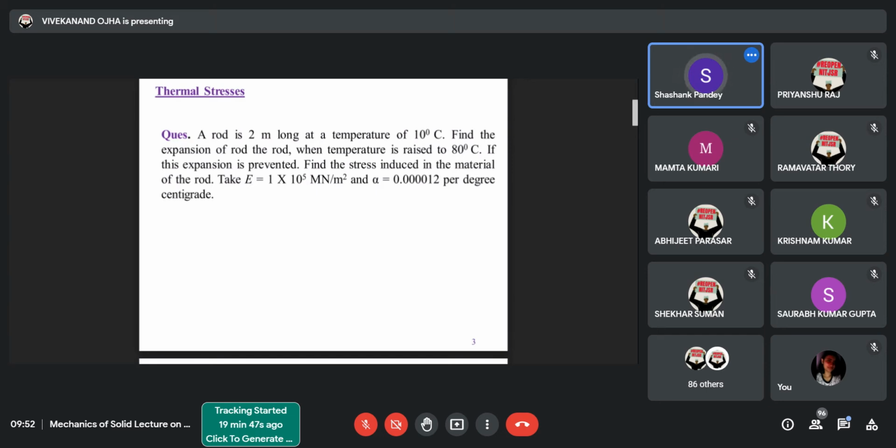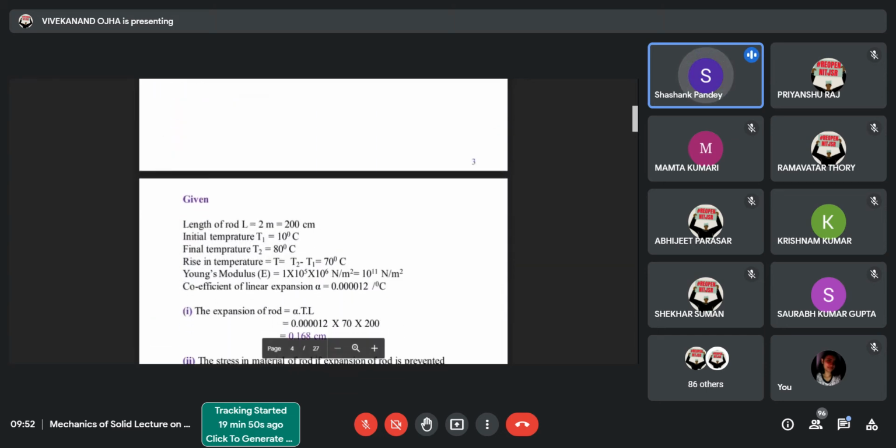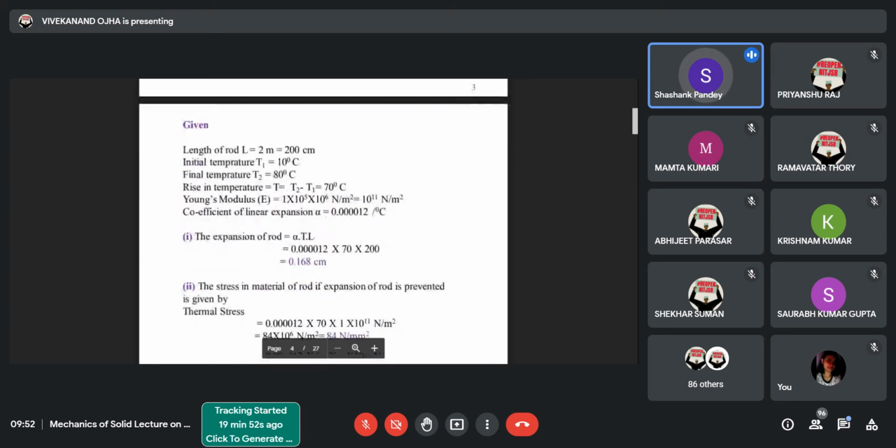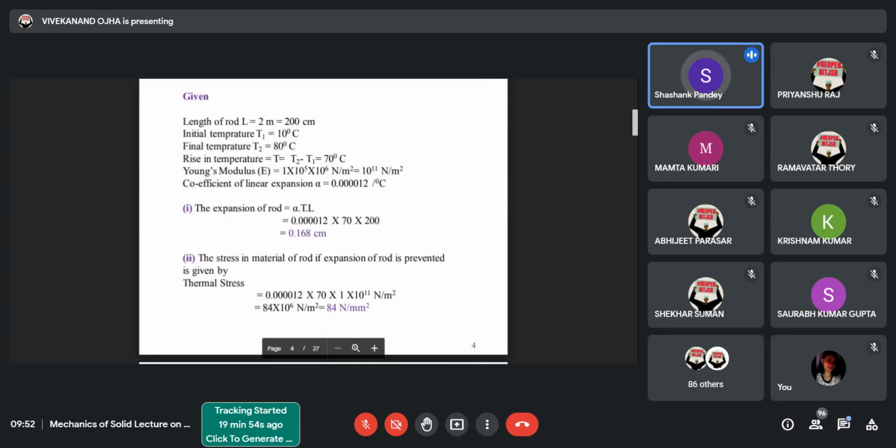mm square. So we all know the value of Poisson's ratio. This is given in your first unit. We will have a quick recap of this. What is Poisson's ratio? And based on this, we will try to solve some numericals.